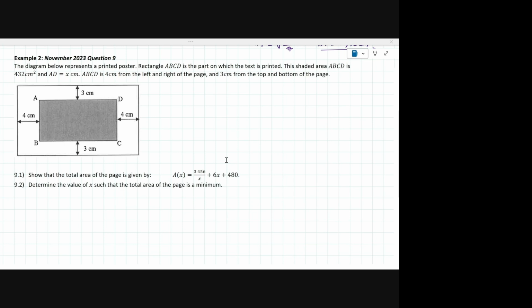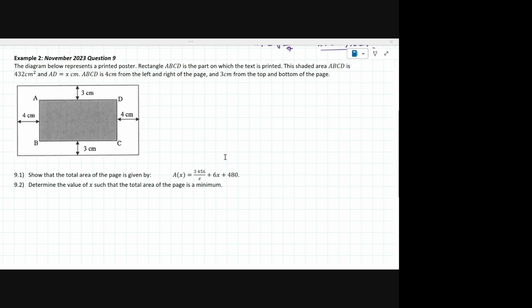Right, now that my little tangent is over, let's have a look. So this is what they got last year. The diagram below represents a printed poster. Rectangle ABCD is the part on which the text is printed. The shaded area ABCD is 432 centimeters squared, so the actual area, and AD equals x. ABCD is 4 centimeters from the left and the right, and 3 centimeters from the top and the bottom. So we've got a sort of edge around the printed area that has those dimensions.